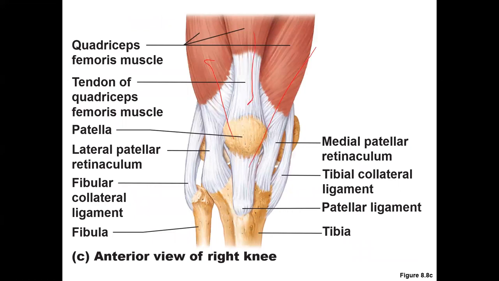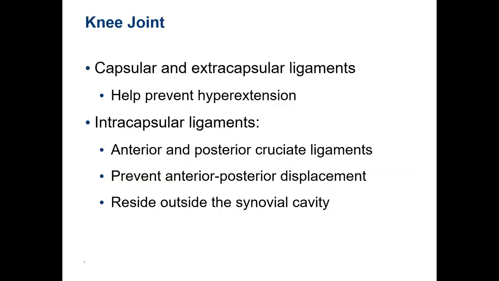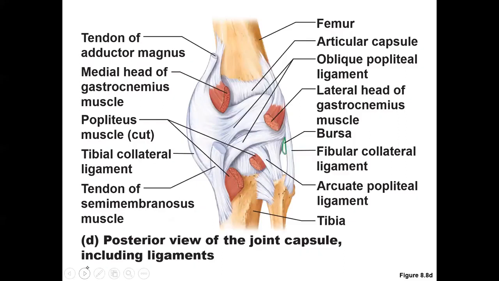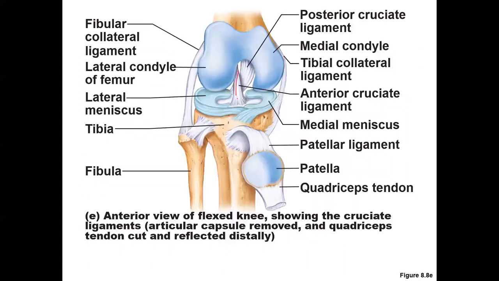There's the quadriceps tendon, patellar ligament, fibular collateral, tibial collateral ligaments. They help to prevent hyperextension. There are ligaments underneath this that prevent this femur from slipping off the top of the tibia. And then we see those cruciate ligaments there. Collateral ligaments out here.